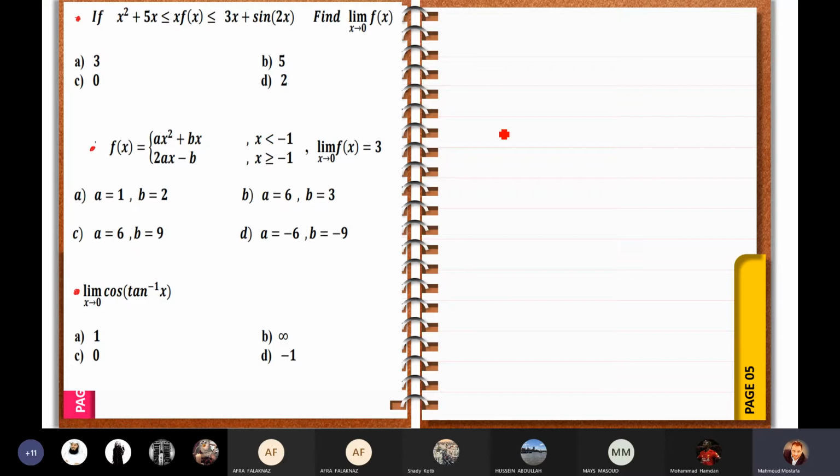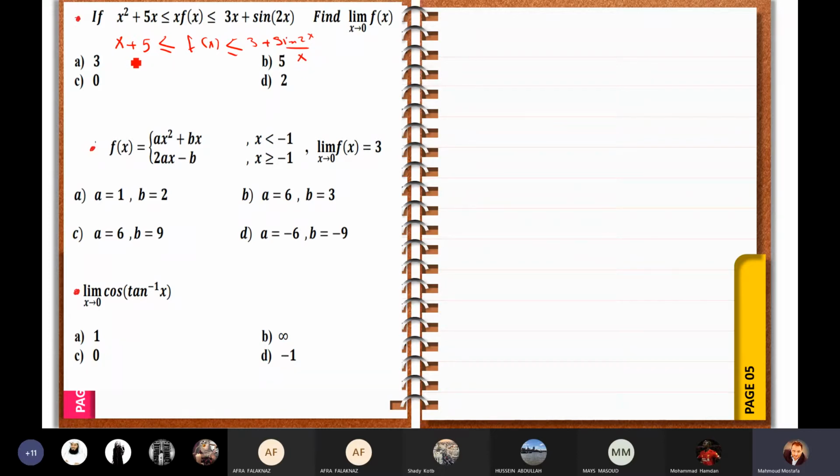But we need only f of x. First, divide by x. We know that x is not equal to 0, because x approaches 0, not equal to 0, so we can divide by x. When you divide the first part by x, you will get x plus 5. The middle gives f of x. The last gives 3 plus sine 2x over x.